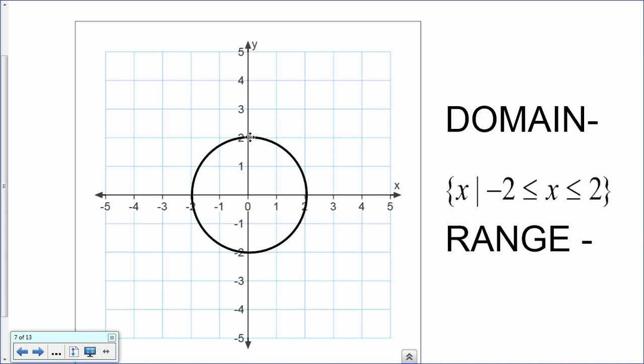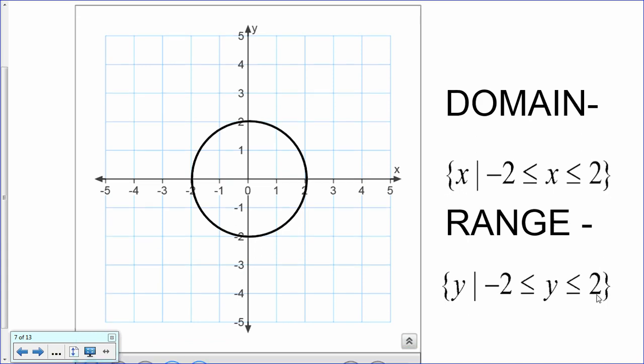Range, same thing. We're going from -2 to 2, and we're using all the y values in between on both sides of it. So it would look like y such that the smallest number is -2, less than or equal to, because I'm actually touching it, the variable y is less than or equal to 2, the biggest number. Okay?